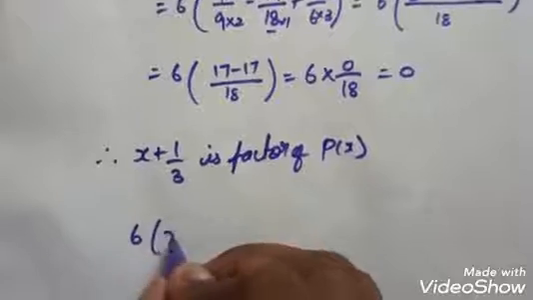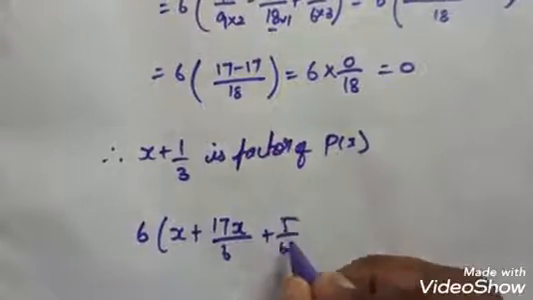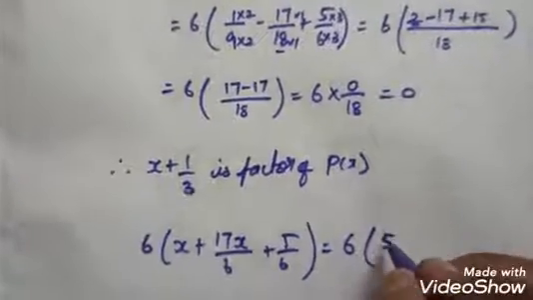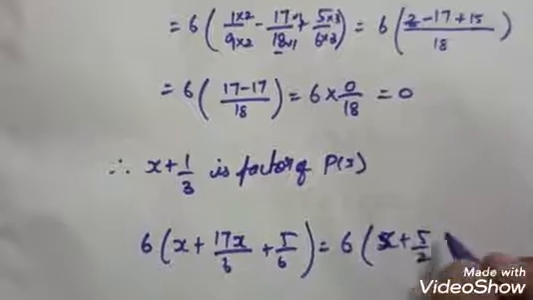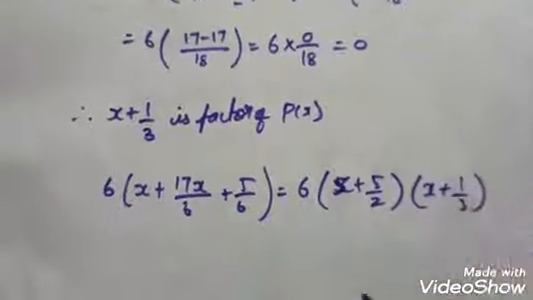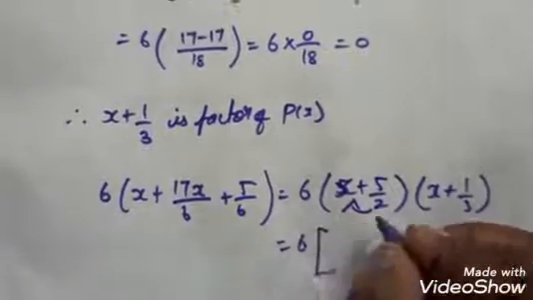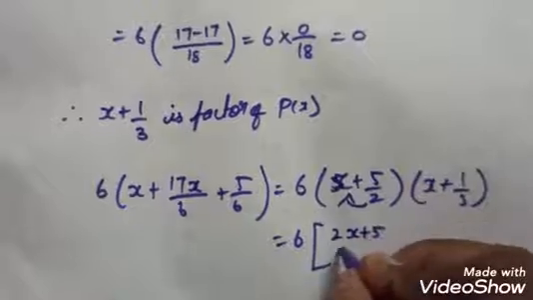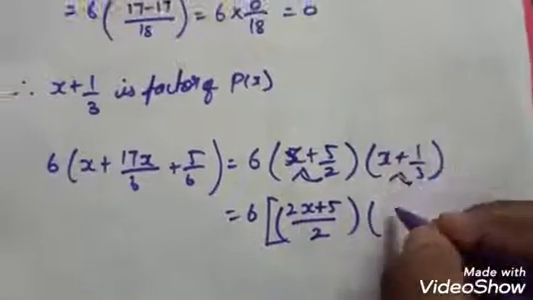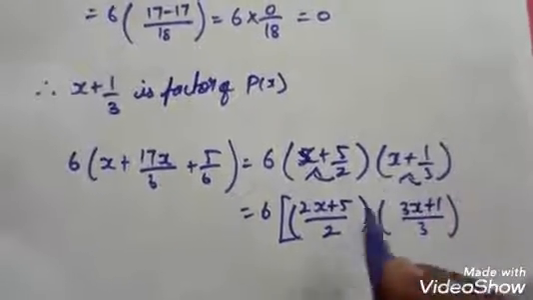So 6 into x plus 17x by 6 plus 5 by 6. So because of this factor, which is equal to 6 into x plus 5 by 2, x plus 1 by 3. I multiply this one: 2x plus 5 whole divided by 2, and then here 3x plus 1 whole divided by 3.